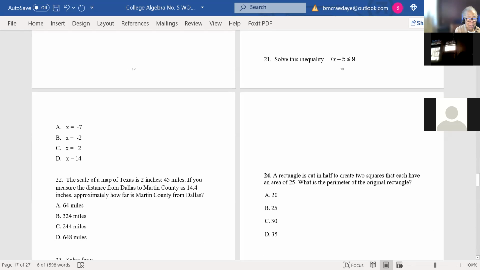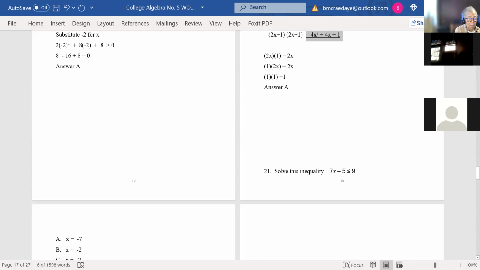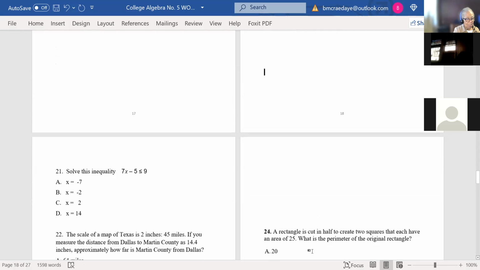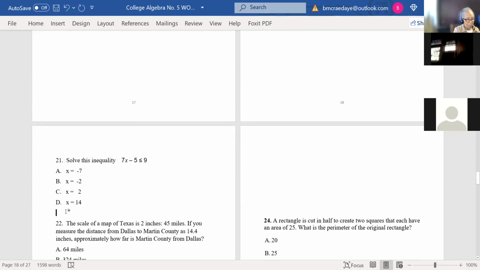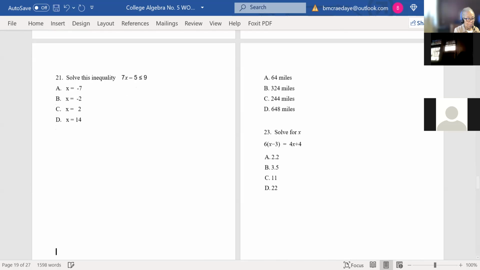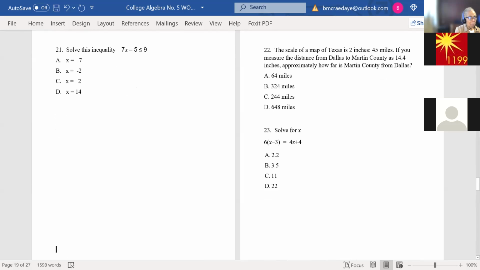Okay, number 21. Solve the inequality. Let me copy the inequality. How would you solve this inequality? What would you do first? You're going to add 5 on both sides. Very good. Excellent.